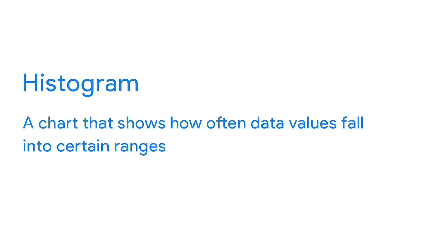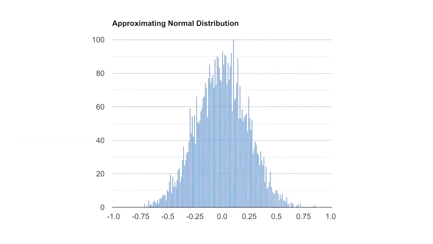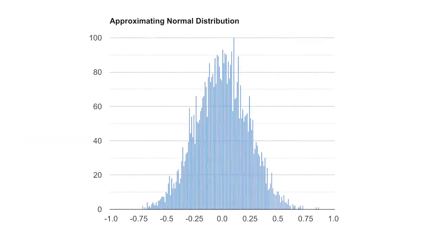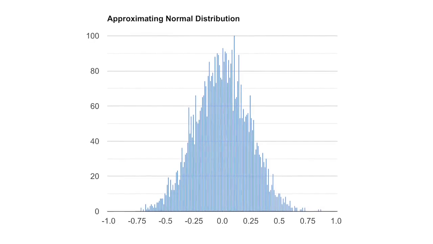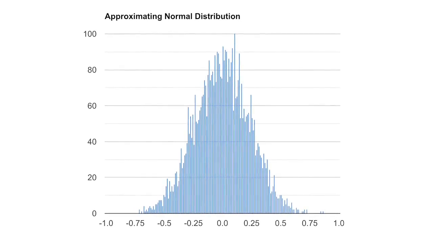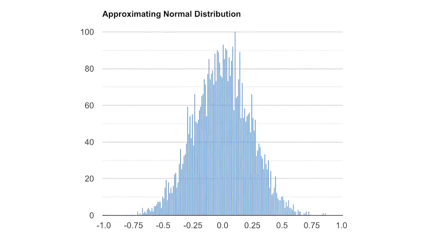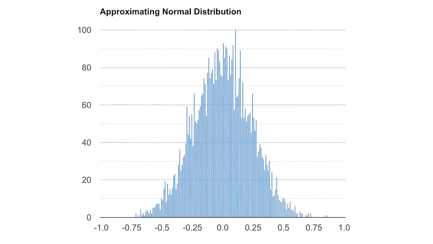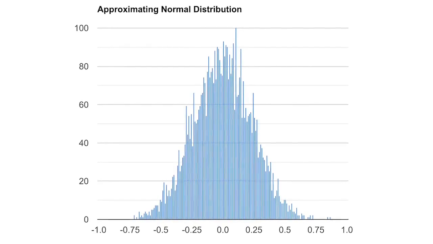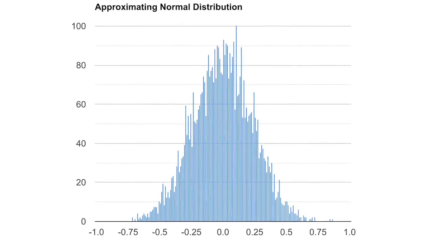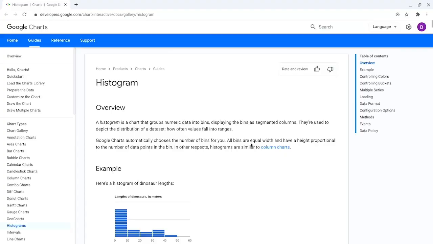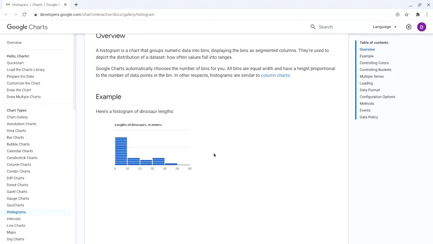Another situation is when you need to show how your data is distributed. A histogram resembles a bar graph, but it's a chart that shows how often data values fall into certain ranges. This histogram shows a lot of data and how it's distributed on a narrow range from -1 to +1. Each bin or bucket, as the bar is called, contains a certain number of values that fall into one small part of the range.